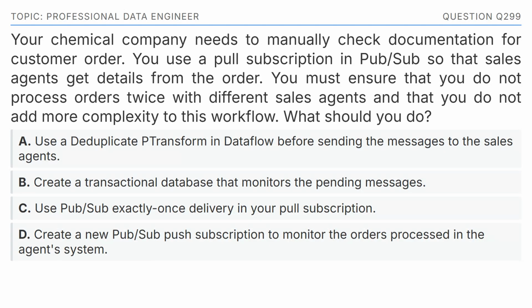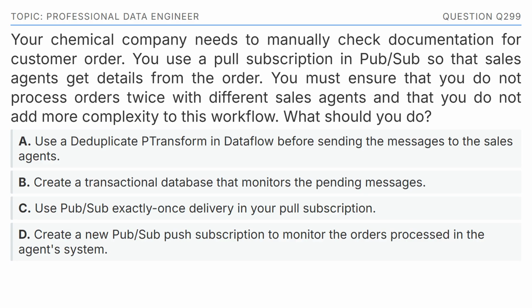Your chemical company needs to manually check documentation for customer orders. You use a pull subscription in Pub/Sub so that sales agents get details from the order. You must ensure that you do not process orders twice with different sales agents and that you do not add more complexity to this workflow.